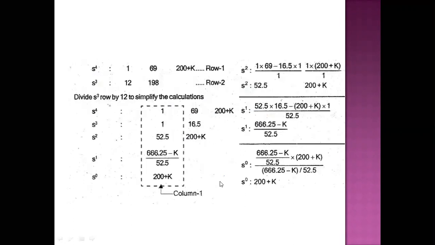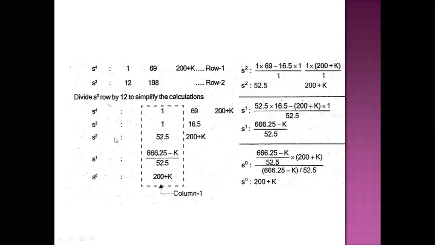So here, once we have the characteristic equation, the next step is we have to form the Routh array. So the first two row elements are 169 and 200 plus k, and the next element is 12, 198. Okay, simplifying this, so we'll get s power 4: 169, 200 plus k, and the s cube term will be 1, 16.5.